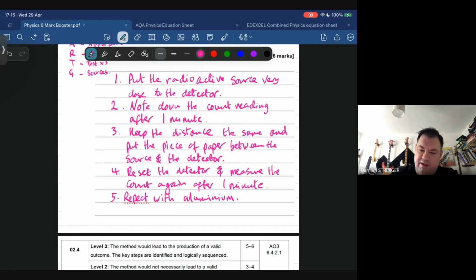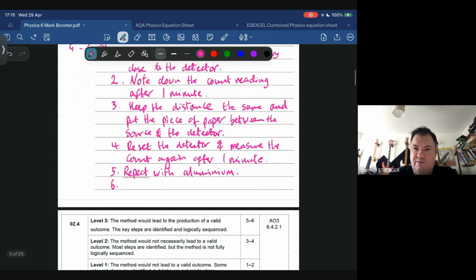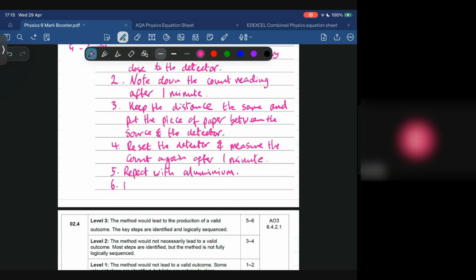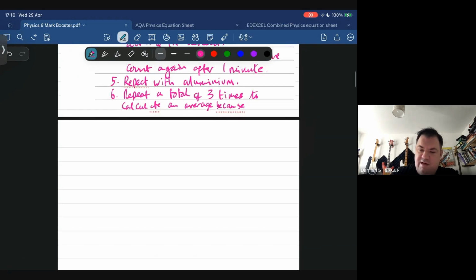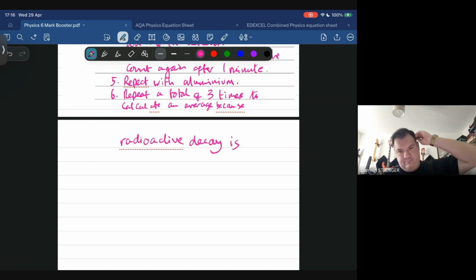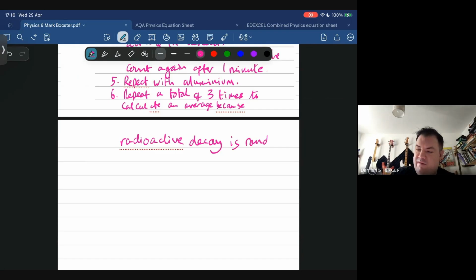So I suppose the final thing to do is repeat the whole thing a total of 3 times, right? What's the point of doing that 3 times, Connor? So you can work out an average. Yeah, repeat a total of 3 times. So calculate an average, because I'm going to have to get another piece of paper here, because radioactive decay is, what word am I going to put after is, Louis? Random. It is random. So you won't get the same number every time. This is the bit I was trying to say earlier, and I just totally forgot how to say it.